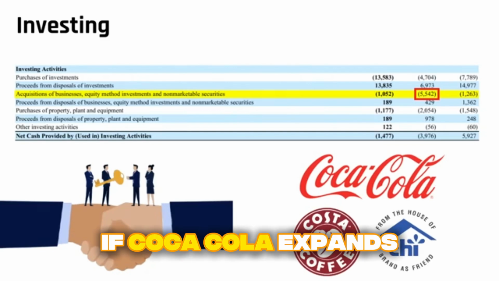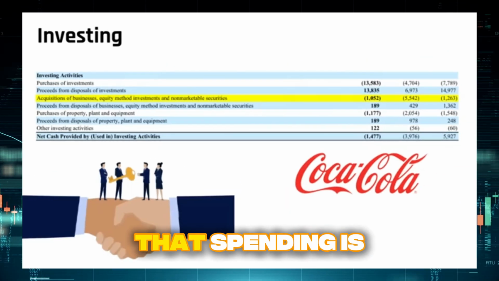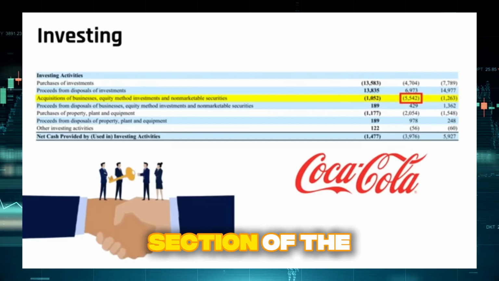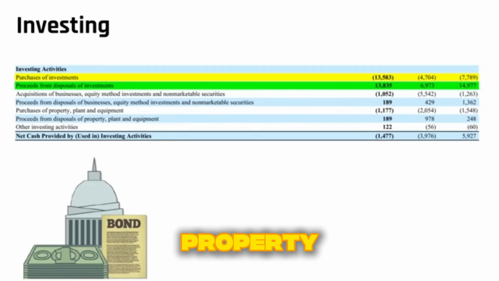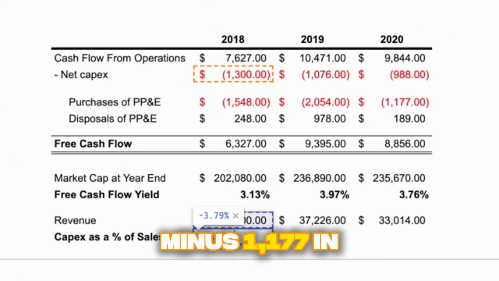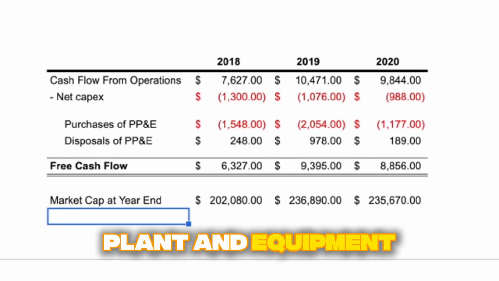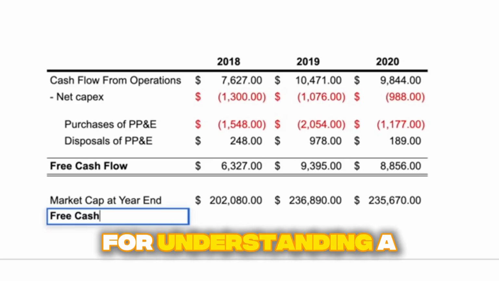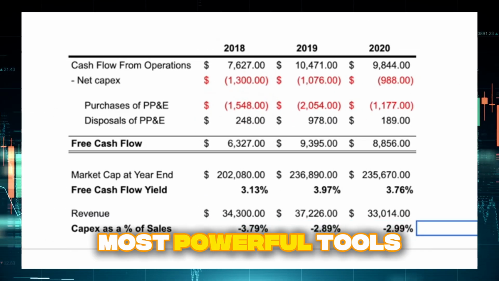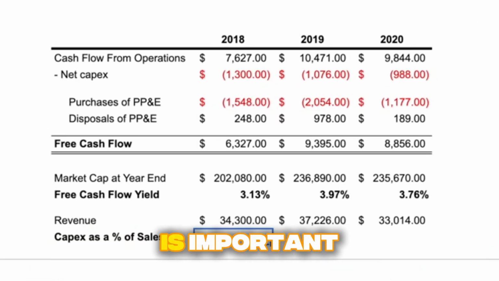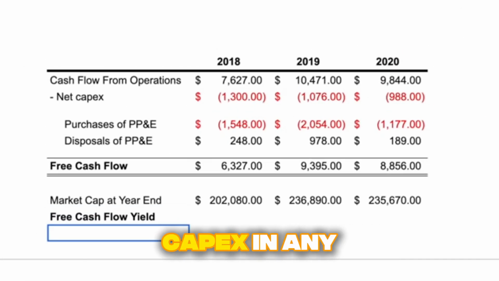For example, if Coca-Cola expands a factory to meet higher demand, that spending is considered a capital expenditure. This figure can be found in the investing activities section of the cash flow statement under purchases of property, plant, and equipment. To calculate net CapEx, we take that number, which was minus $1,177 in 2020, and add any proceeds from disposal of property, plant, and equipment to it. This gives us the foundation for understanding a company's cash flow, one of the most powerful tools for analyzing a business's true financial health. The 1,177 number is important because it helps us determine the true amount Coca-Cola spent on capital expenditures, CapEx, in any given year.